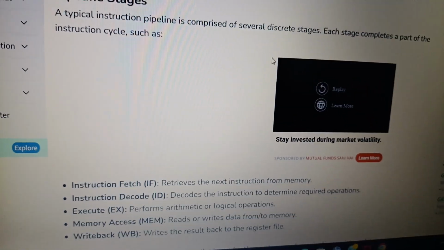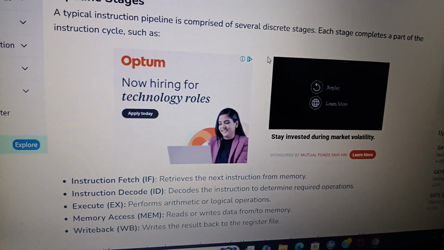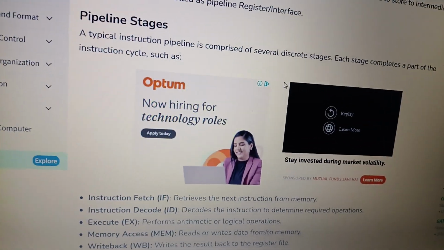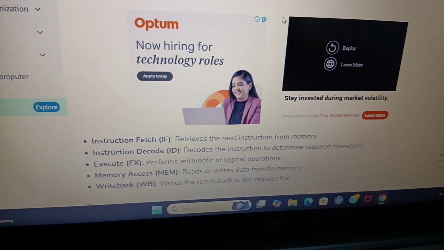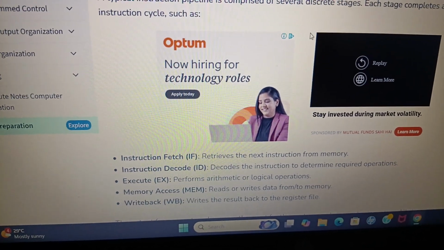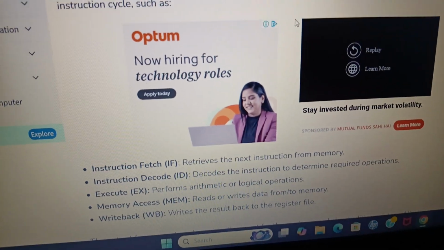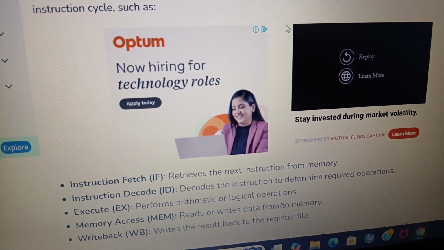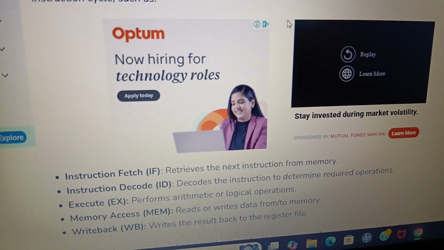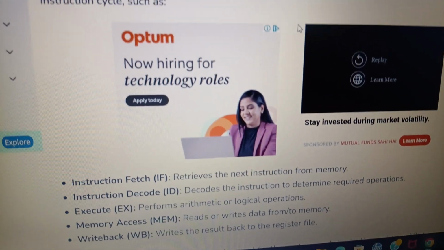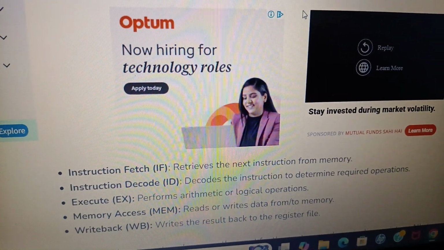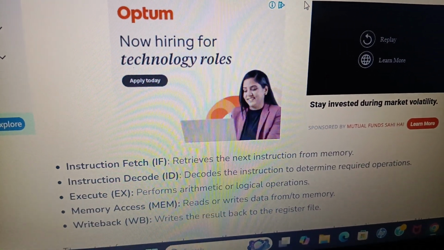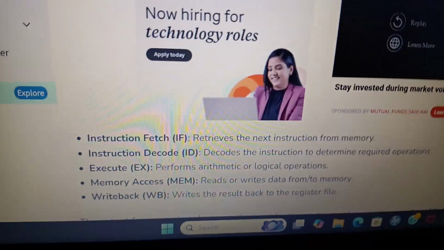Pipeline stages. A typical instruction pipeline is comprised of several discrete stages. Each stage completes a part of the instruction cycle, such as instruction fetch, which retrieves the next instruction from the memory. Instruction decode decodes the instruction to determine the required operations. Execute performs arithmetic or logical operations. Memory access reads or writes data from or to memory. Write back writes the result back to the register file.